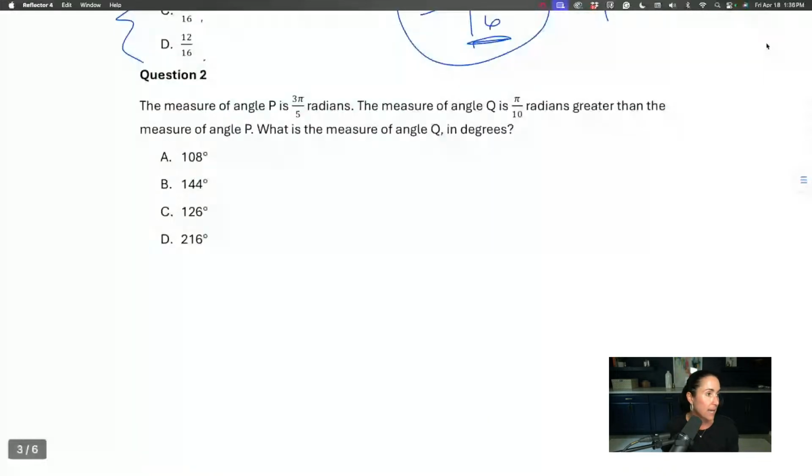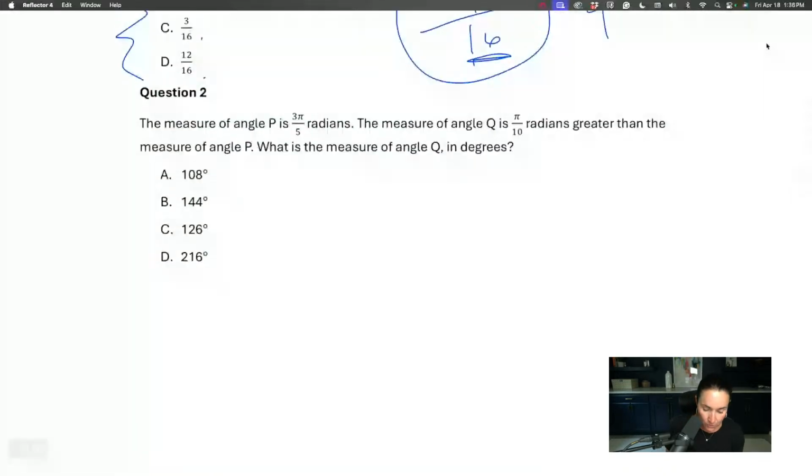All right, let's have a look at number 2. So we have this radians here. I can see my answer choices are all in degrees. Oh boy, what's going on? Let's have a look. The measure of angle P is 3 pi over 5 radians. The measure of angle Q is pi over 10 radians greater than the measure of angle P. What is the measure of angle Q?